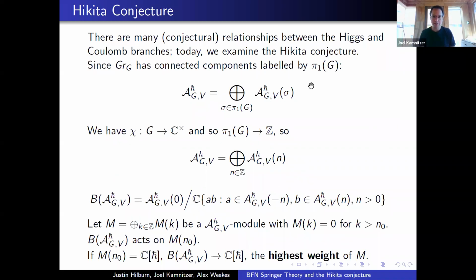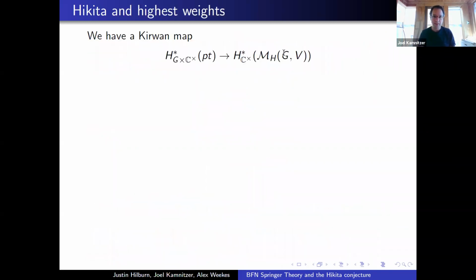Okay, so all this was an attempt to build towards the statement of the Hikita conjecture. Before I get there, I'll have to do a little bit more preliminary. So here's my Higgs branch, M_H. Remember, that was defined as the Hamiltonian reduction of the cotangent bundle of V by the action of G, and therefore we have a Kirwan map, sometimes called the hyperkähler Kirwan map.